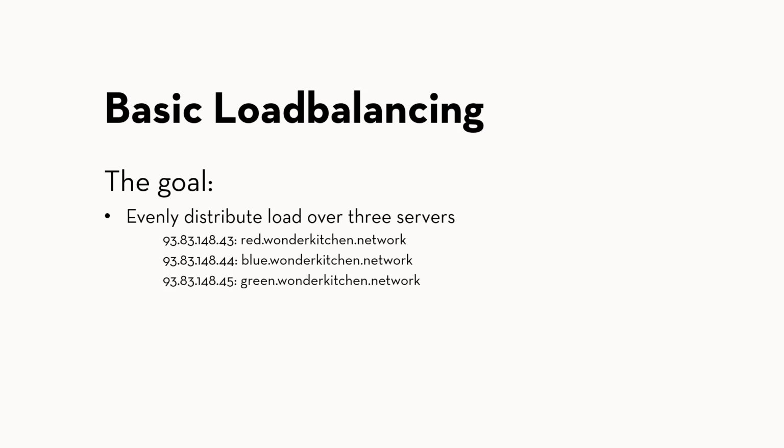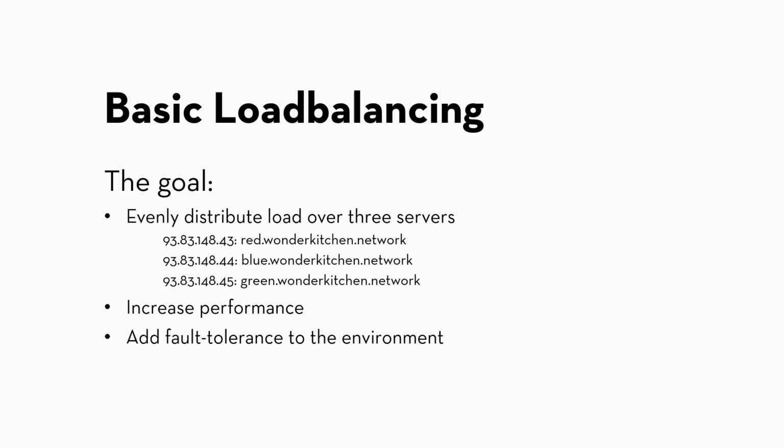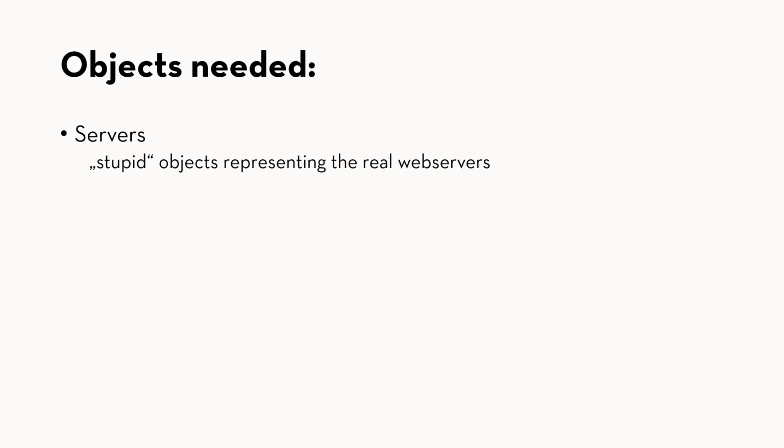The main goal of load balancing, of course, is to increase performance. The three servers will be three times as fast as one server would be. And of course, the second goal is to add fault tolerance to the environment. So which objects are needed? With load balancing, we have objects called servers. Servers are, let's call it stupid objects, representing the real web servers. So they consist of an IP address only.